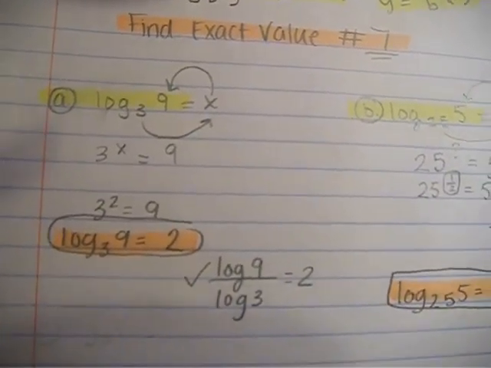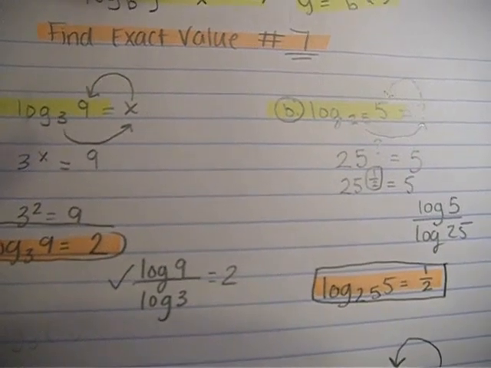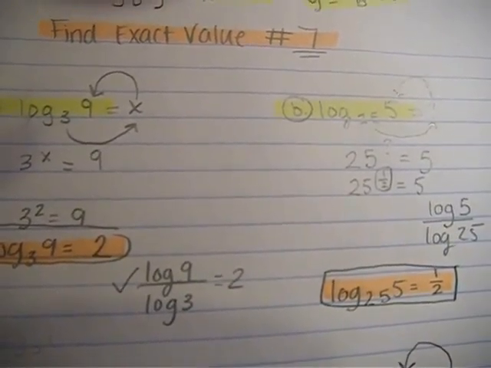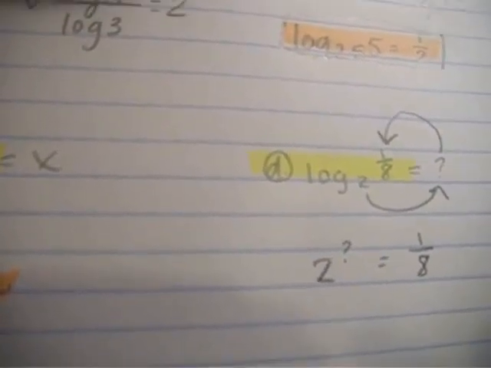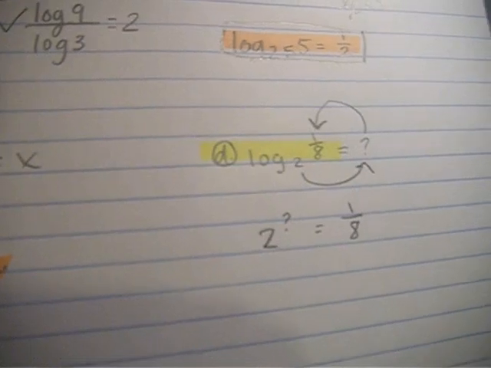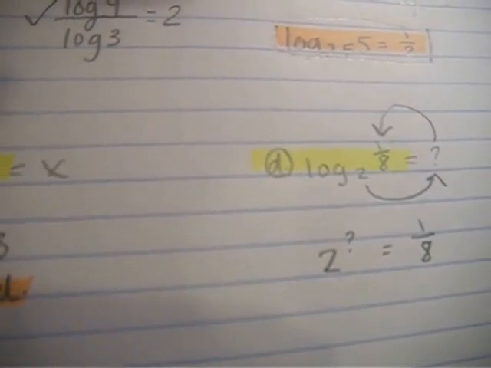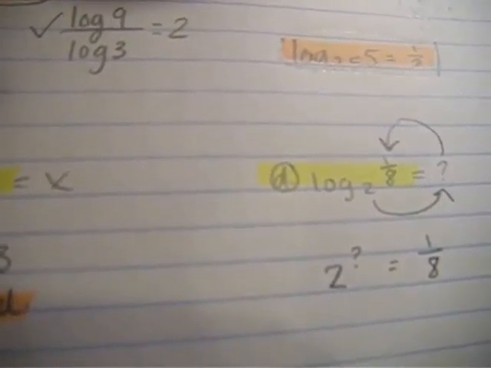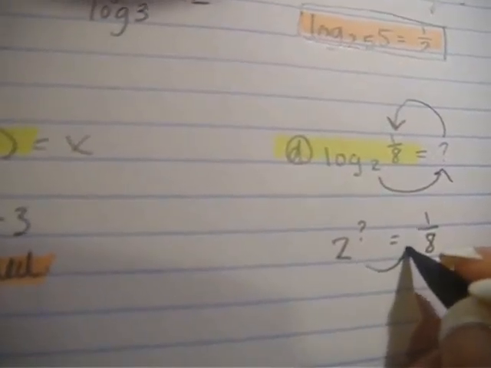Now for the last problem, we have log of 2 to 1/8. So 2 to what will get you 1/8? Now, remember I talked about fractions? If you have exponents and you get a fraction, you know that your exponent must be raised to a negative number. So, to start out, we know that if you have an exponent and you raise it to a negative, you always have to put that number under a 1. So, what raised to 2 will get you 8?